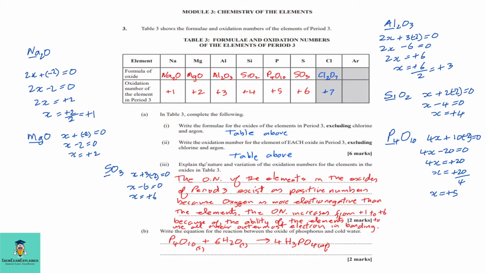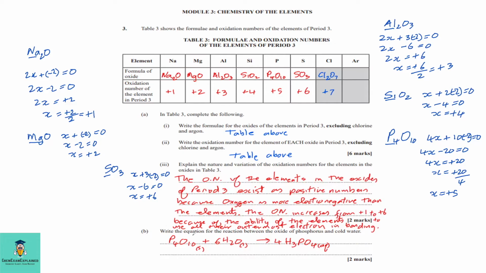So part 3 is asking us to explain the nature and the variation of the oxidation numbers for the elements in the oxides in table 3. The oxidation number of the elements in the oxides of period 3 exists as positive numbers because oxygen is more electronegative than the elements. The oxidation number increases from +1 to +6 because of the ability of the elements to use all their outermost electrons in bonding.